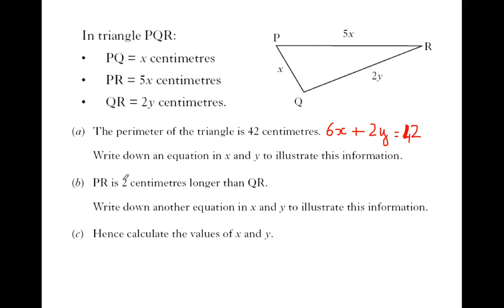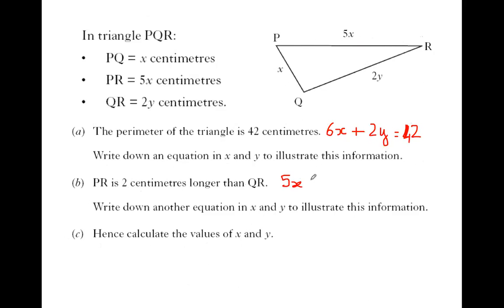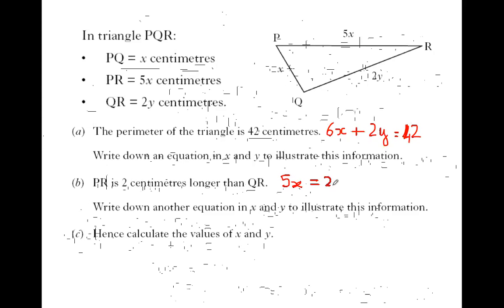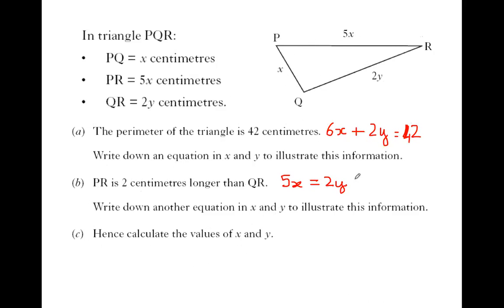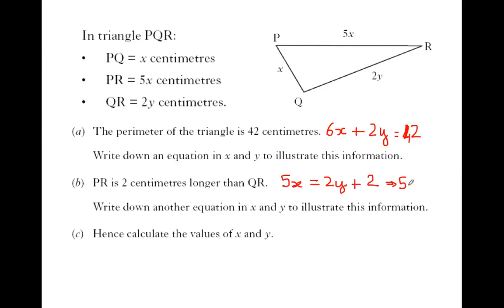The second thing is to write down that PR is 2 centimeters longer than QR. So PR, which is 5x, is 2y plus 2. So you can see how tricky this second question was. Because they're all in centimeters, you can just say 2y plus 2. And you can rewrite that by moving y to the left side, and that is 5x minus 2y equals 2. And you've got your simultaneous equations to solve.